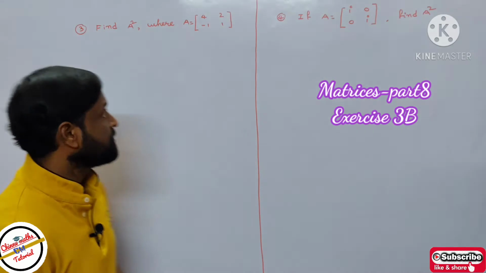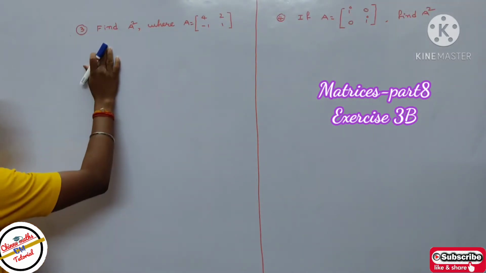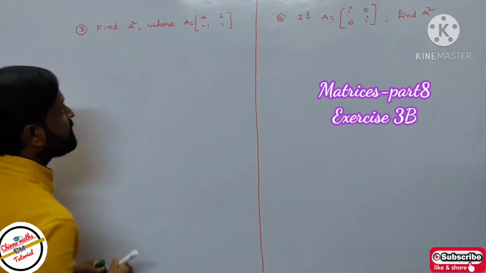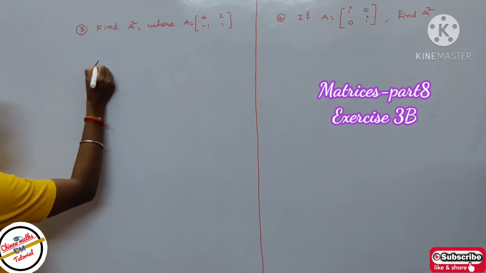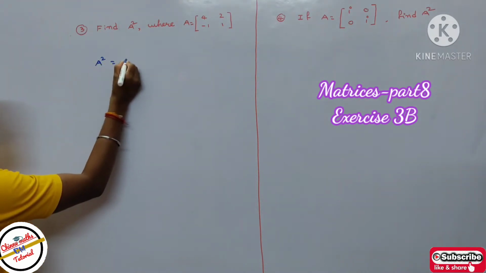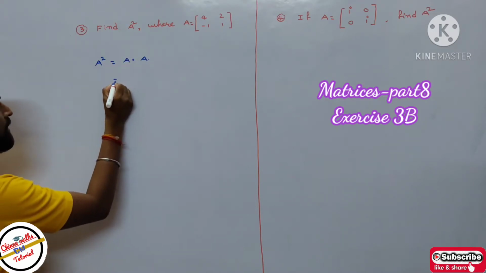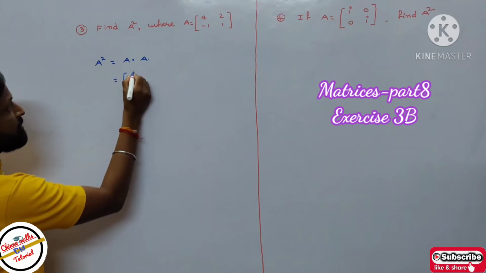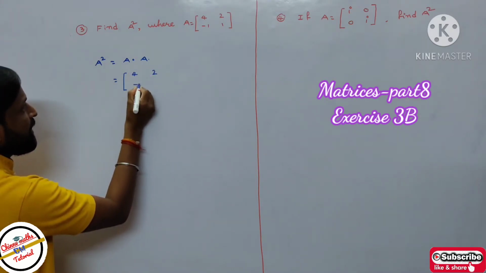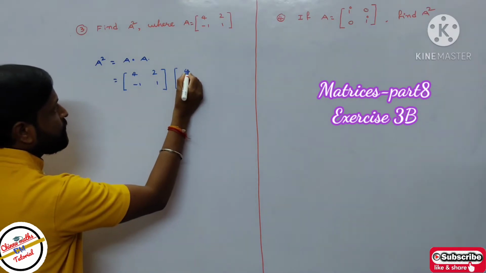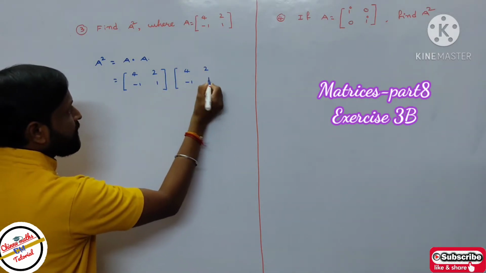Thank you very much. Next question we discuss. The third problem is: find A square where the matrix A equals [4, 2; -1, 1]. See here, to find the matrix A square, A square can be written as A into A. So A equals [4, 2; -1, 1], again A equals [4, 2; -1, 1].